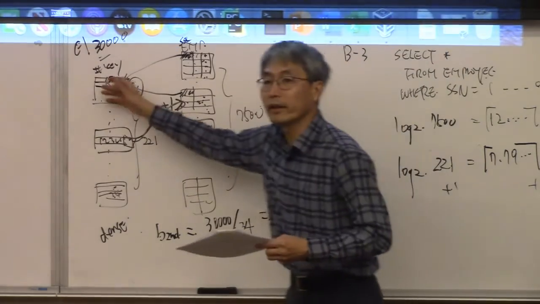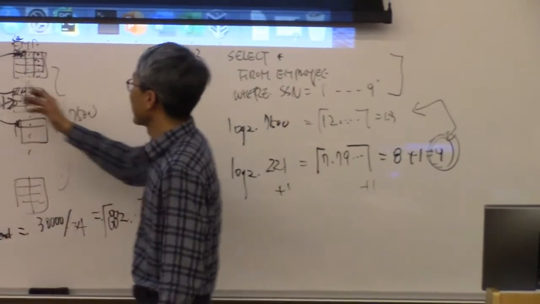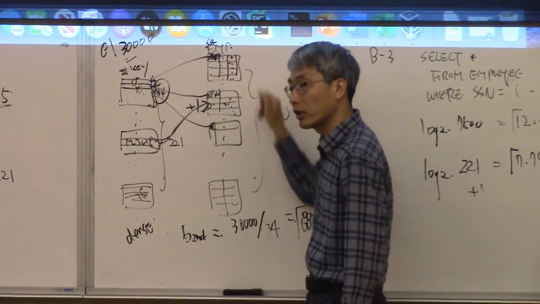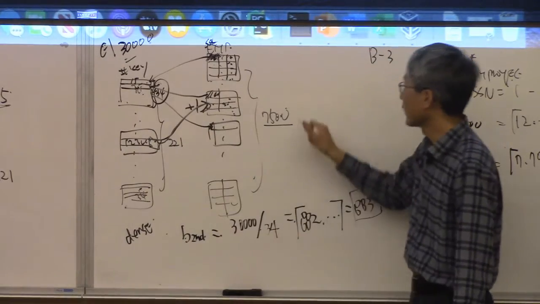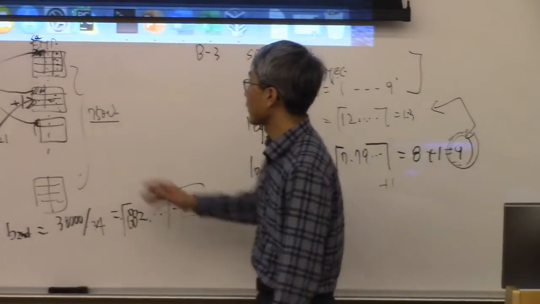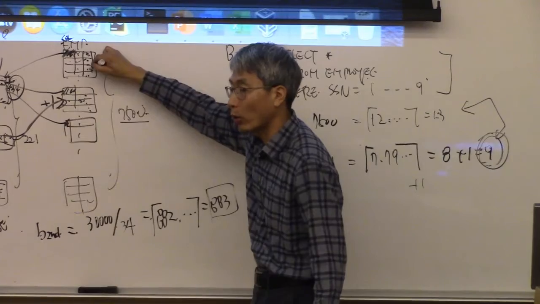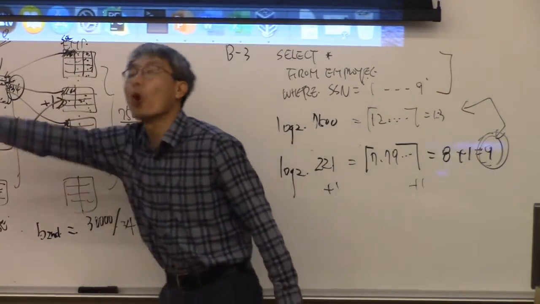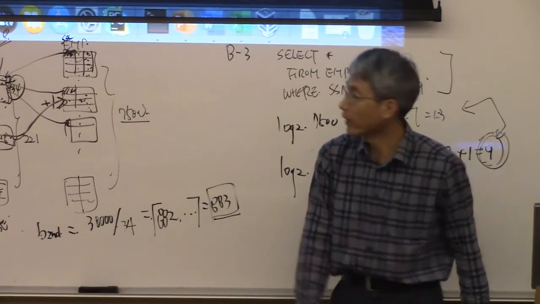So we need more index blocks than the primary index. Why? Because the primary index is a sparse index. We need one entry per block. So we need a total of 7,500 index key entries that need the 221 blocks. However, on the other hand, the secondary index has the same number of entries as records, which means we need 30,000 index key entries. So we need more index blocks. So how many? 883.